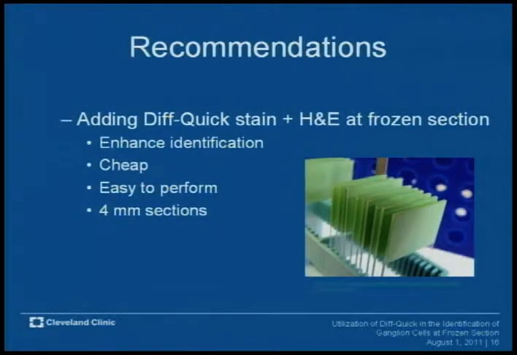Adding a Diff-Quick stain to the routine H&E stain at the frozen section would further enhance a pathologist's ability to identify ganglion cells. In addition to enhancing the identification of ganglion cells, the Diff-Quick stain is relatively cheap and easy to perform. As an anecdotal observation, 4-micron thick sections of tissue are more amenable to Diff-Quick staining.